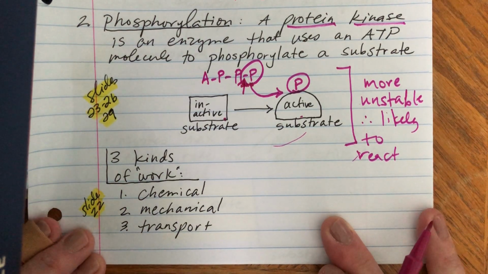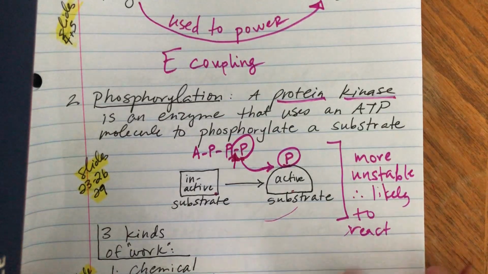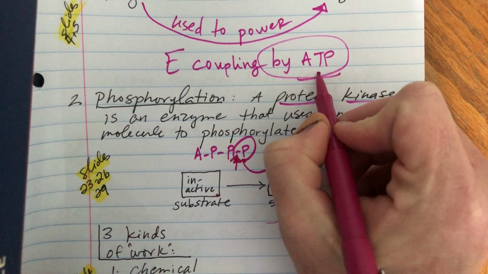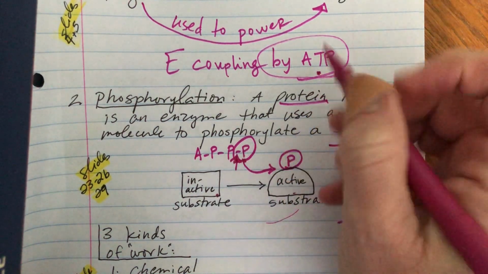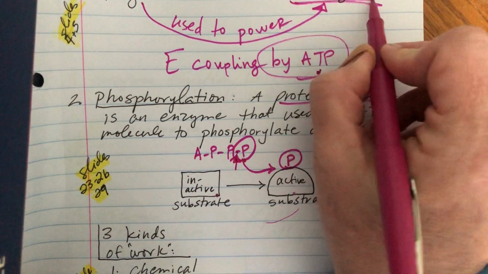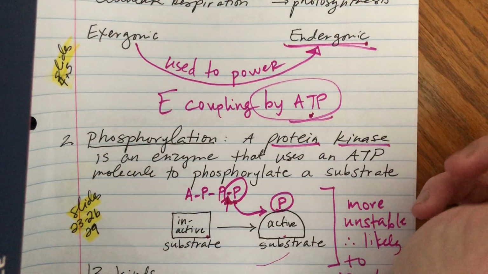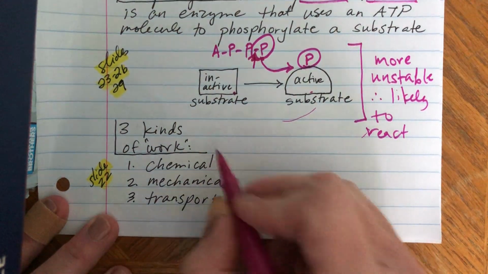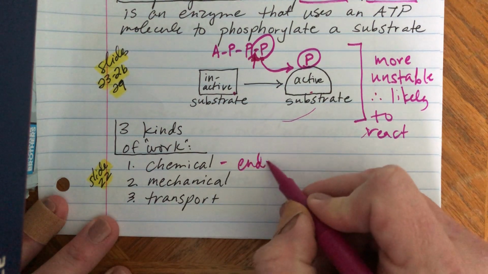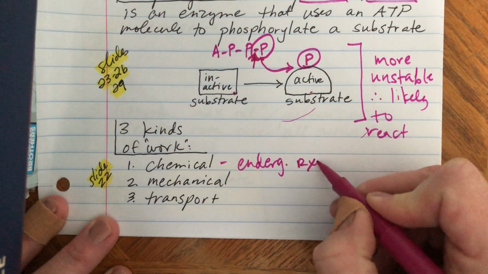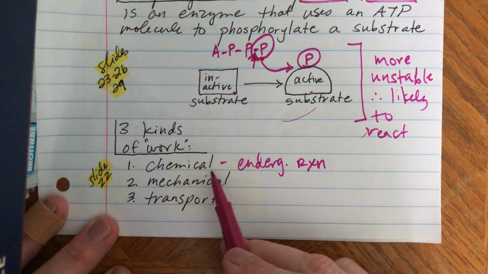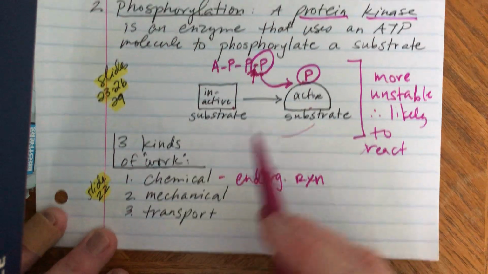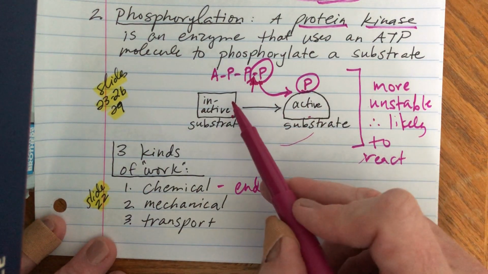Now, energy coupling by ATP, meaning the primary energy source, the hydrolysis of that third bond is going to be coupled to lots of endergonic reactions in cells. Energy coupling is going to be used to power three kinds of cell work. Chemical work, endergonic reactions. Any chemical reaction that's endergonic is going to be coupled to ATP hydrolysis, or basically just the transfer of a phosphate to an inactive substrate to make it active.